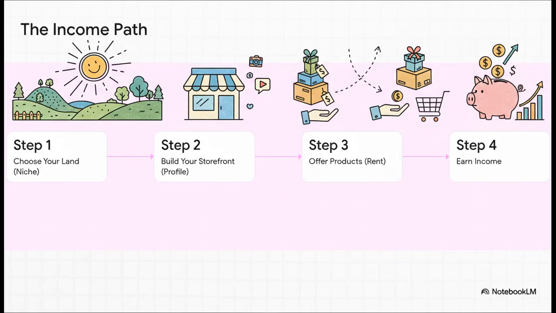Let's walk through the process. It's actually pretty simple when you see it laid out like this. Step 1, you choose your land. That's your niche. Step 2, you build your storefront. That's your high-value, super engaging social media profile. And step 3, you offer products that your audience can buy. That's the rent they pay you, and that generates your income. See? It's a clear, straightforward path.